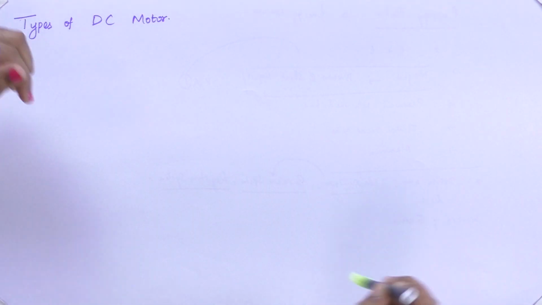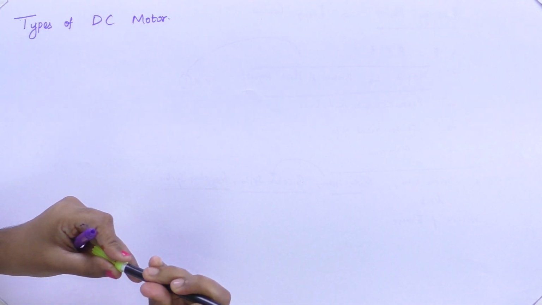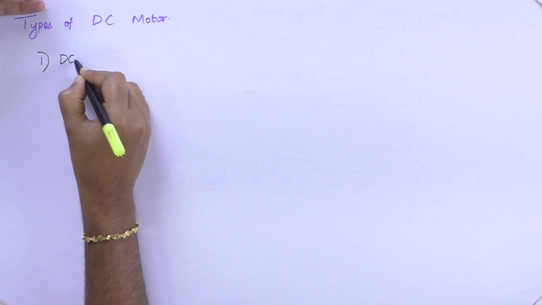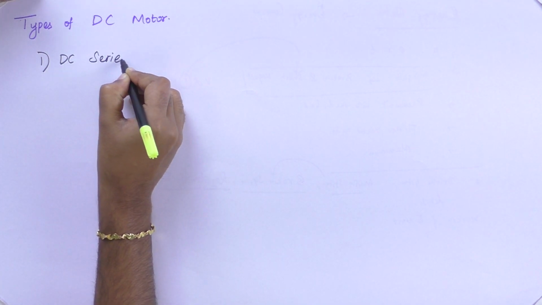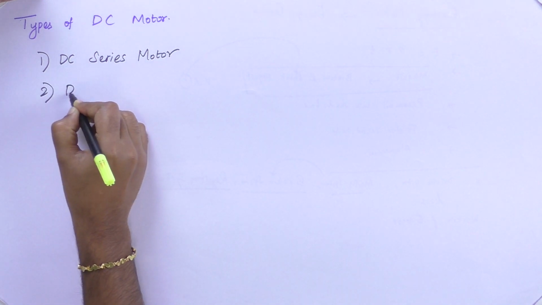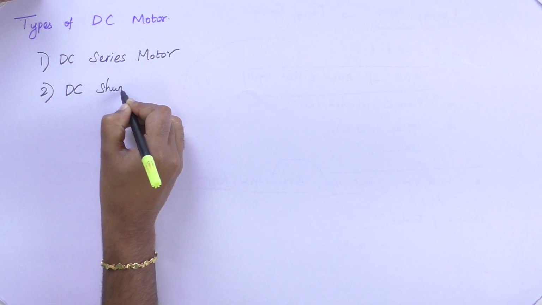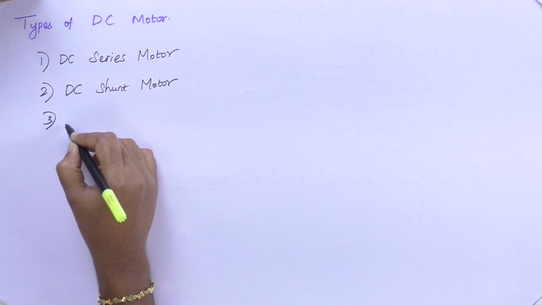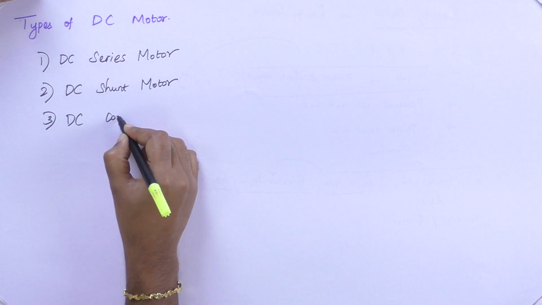There are different types of DC motors present in the DC machines. First one, DC series motor. Second one, DC shunt motor. Third one, DC compound motor.